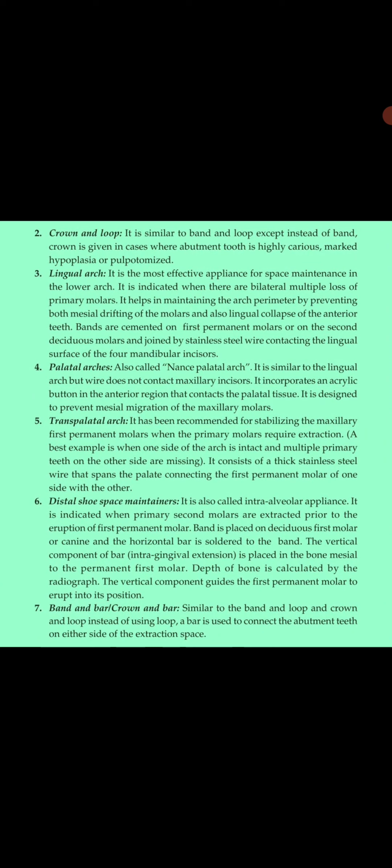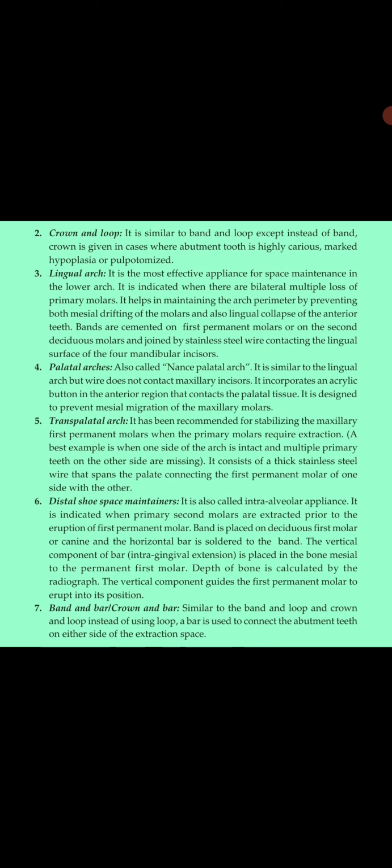Fifth is the transpalatal arch. It has been recommended for stabilizing the maxillary first permanent molar when primary molars require extraction. A best example is when one side of the arch is intact and multiple primary teeth on the other side are missing. One side is intact and the other side has multiple teeth missing. Then we give transpalatal arch in the maxilla.